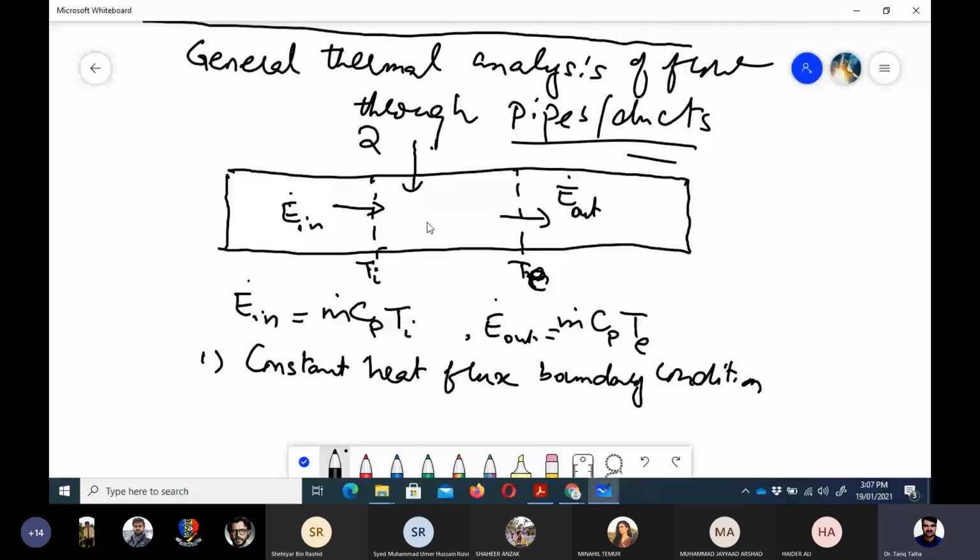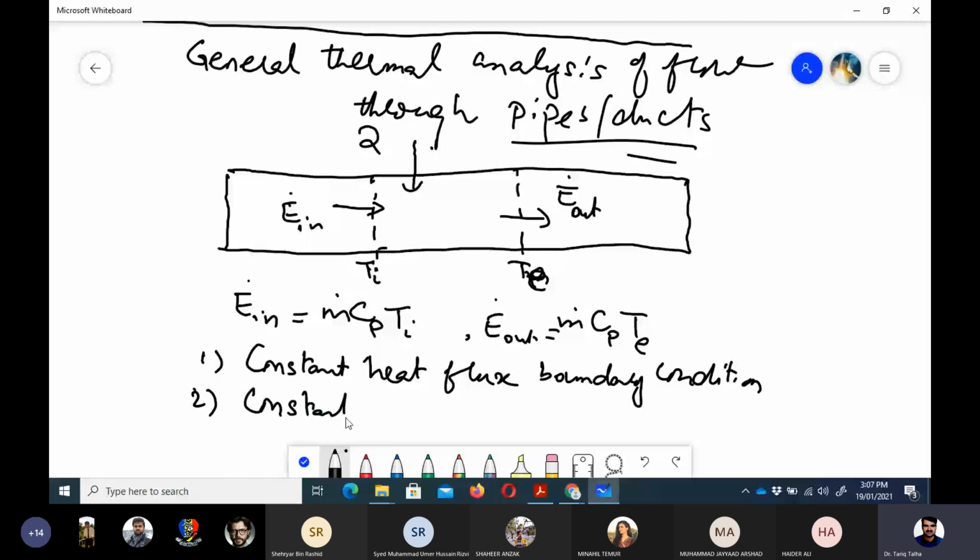So that would be the case when the solar heat is coming in, or the pipe is being subjected to electrical resistance heating. So it would give us some heat coming into this pipe. So that is one case, one of the boundary conditions.